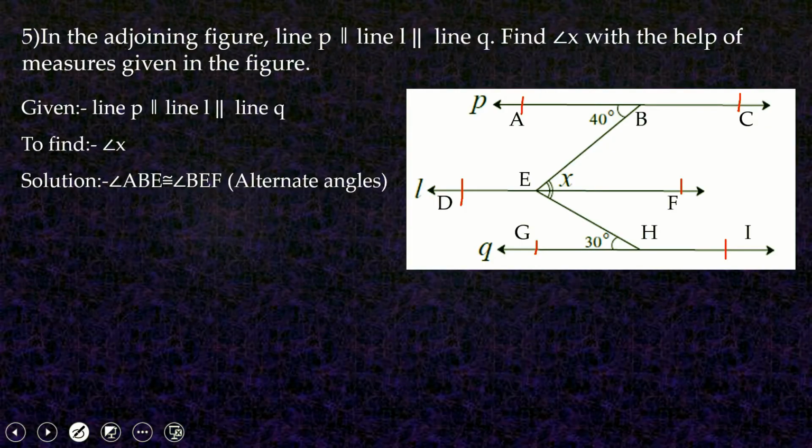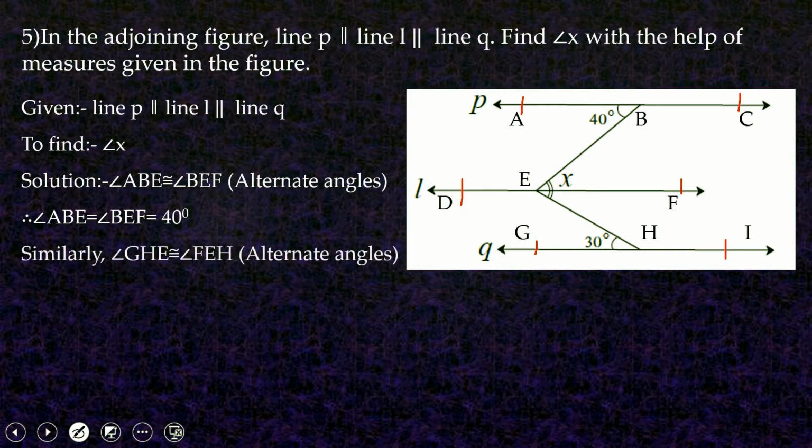So angle ABE is congruent to angle BEF. Reason is alternate angles. So angle ABE is equal to angle BEF, which is 40 degrees. Similarly, angle GHE is congruent to angle FEH. Reason is alternate angles. Angle GHE is equal to angle FEH, which is 30 degrees.